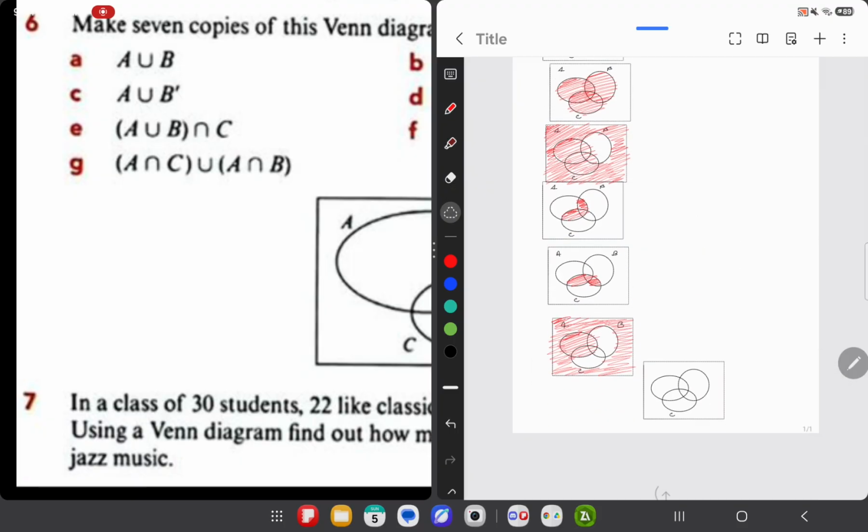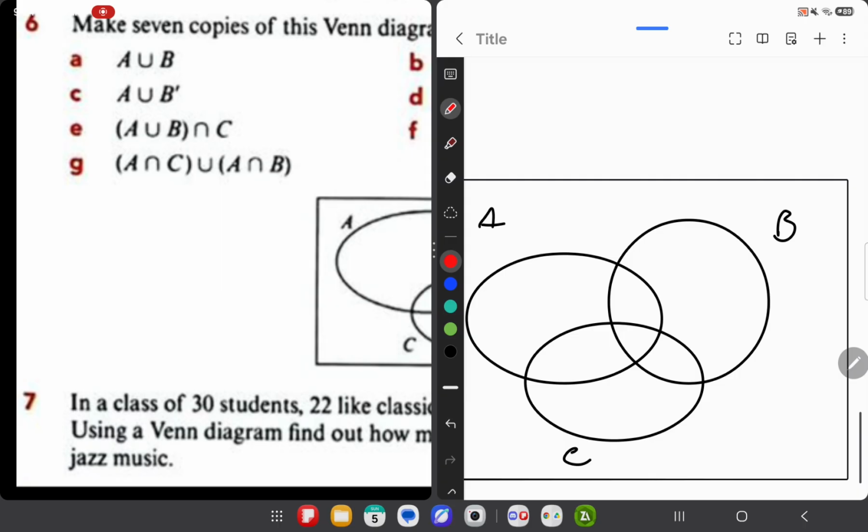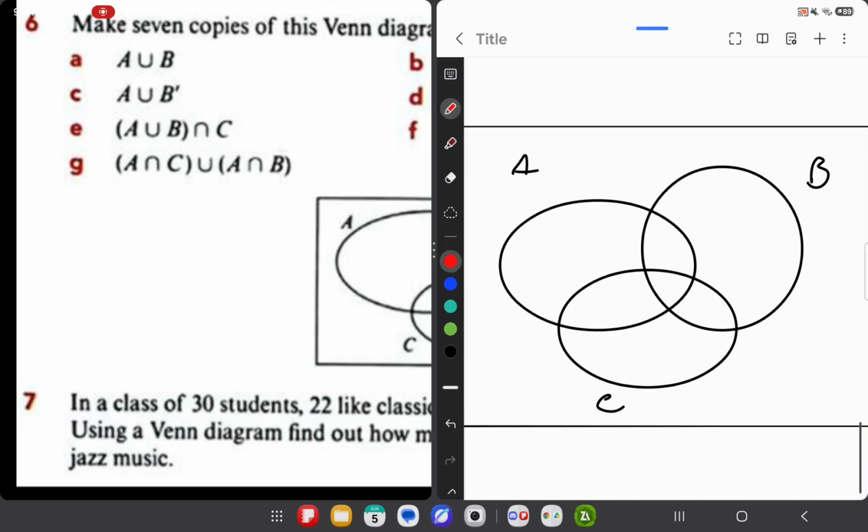Part G. How do you do part G? Well, that's a very good question. A intersection C union A intersection B. Let's take this slowly. You know BODMAS: brackets first. So A intersection C reminds us of this area. A intersection B reminds us of this area. And union means to just add. So it means this sofa thingy.